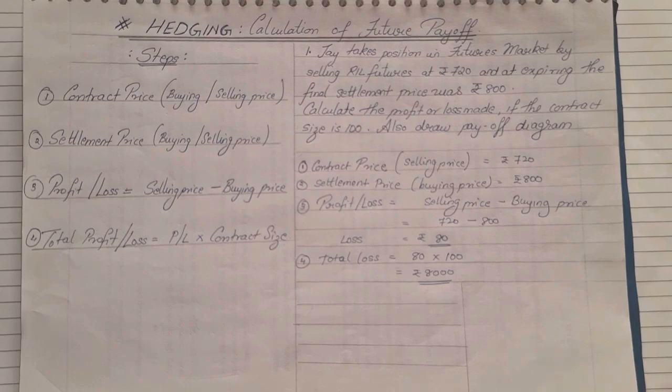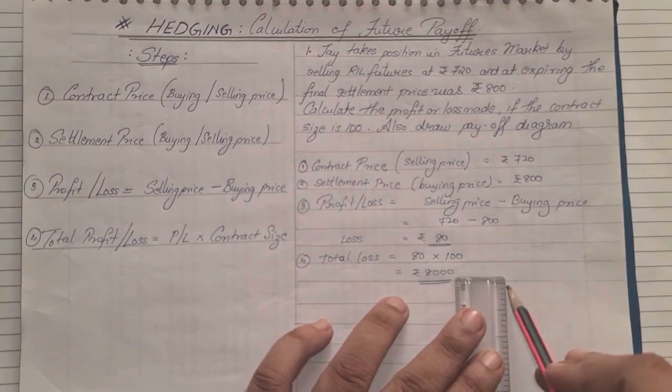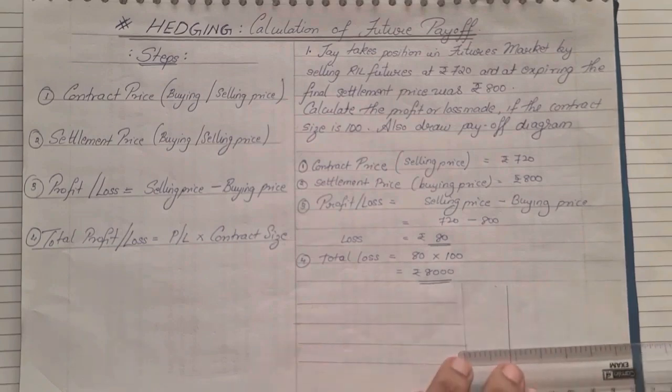Now the same thing we need to draw out by making a payoff diagram. See, very simple. We'll first note down the y-axis and x-axis.